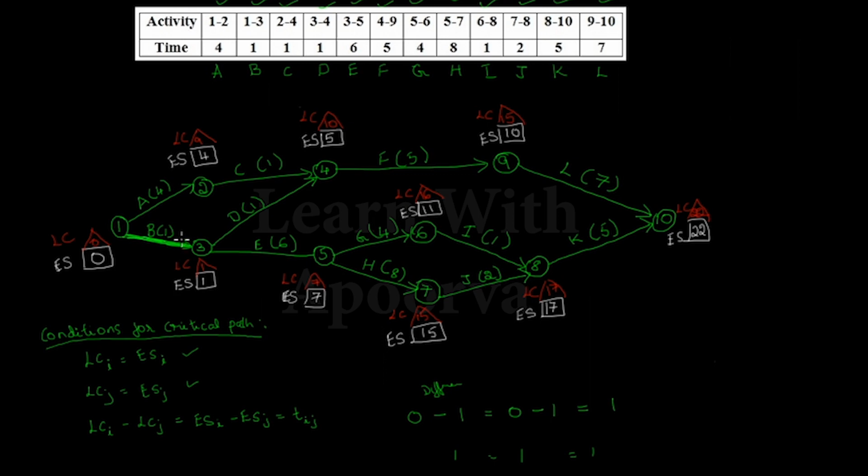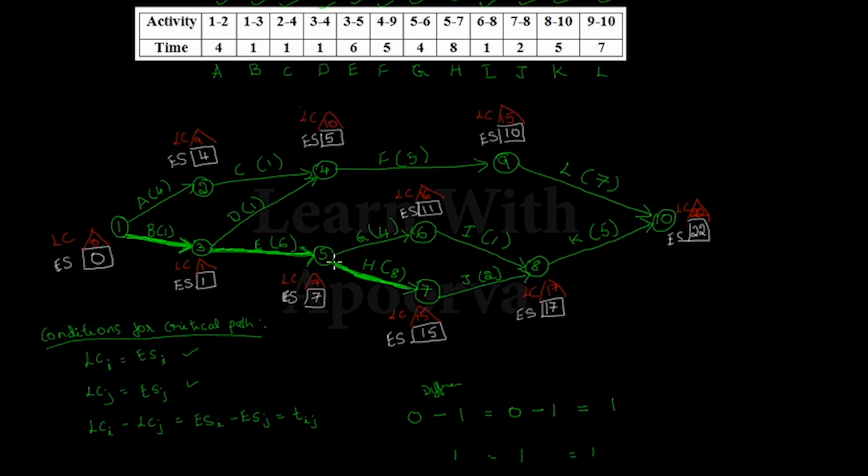After this, keep checking the same condition on the further activities. For this node 5, I have LC as 7 and ES as 7. Now check for these conditions: 7 equal to 7, 1 equal to 1, 1 minus 7 is 6, again 1 minus 7 is 6, and the event duration is 6. So this satisfies all three conditions, so this will be a critical activity. Similarly, I'll just draw the critical activities by checking the conditions.